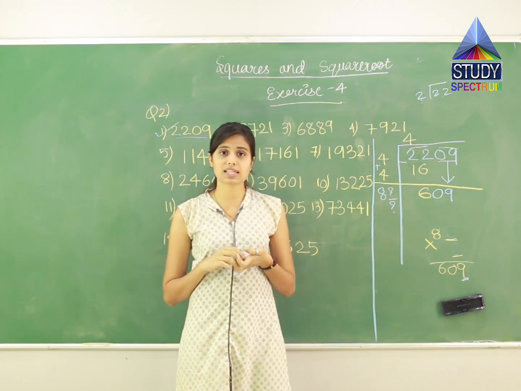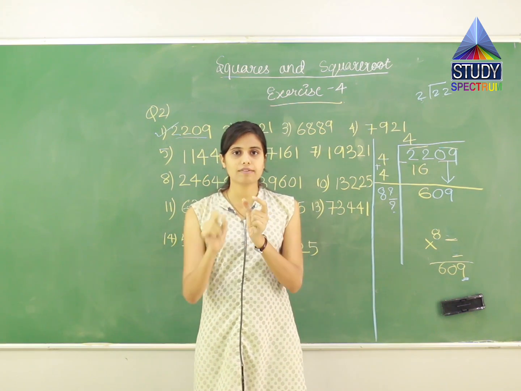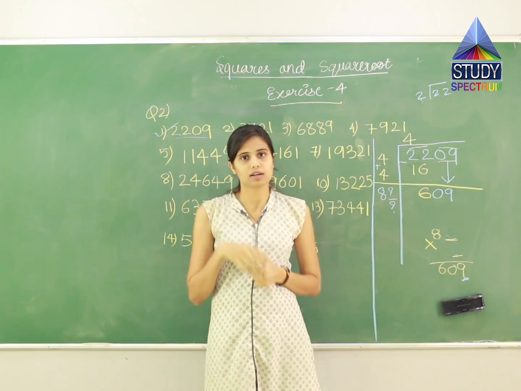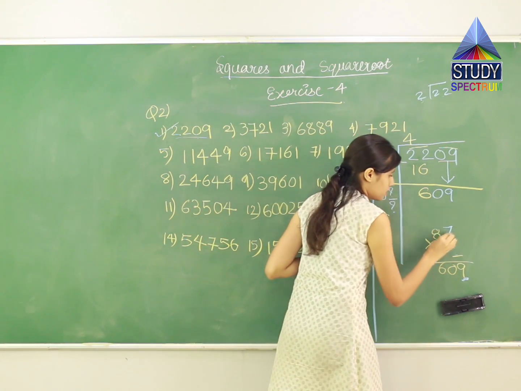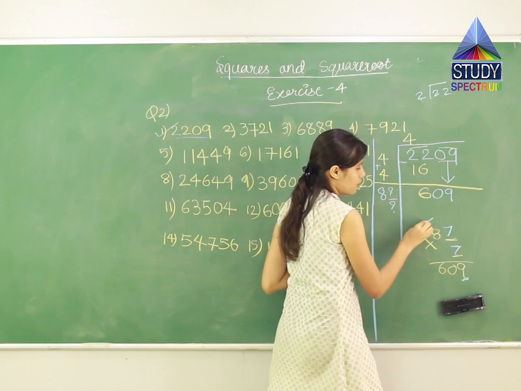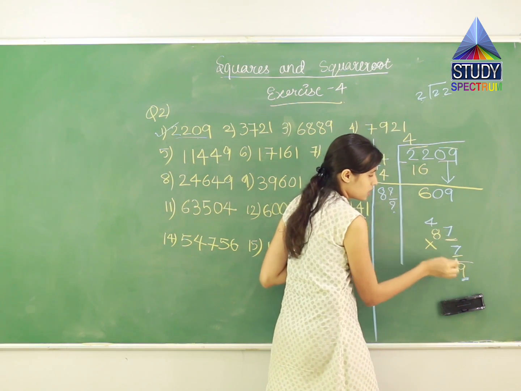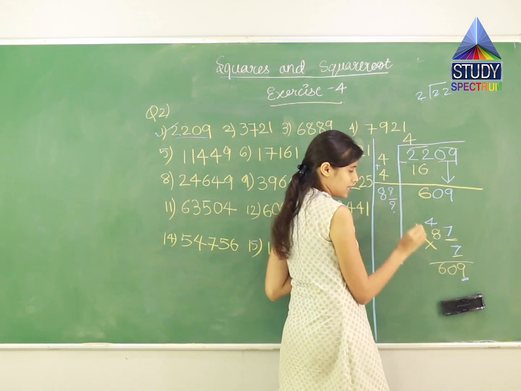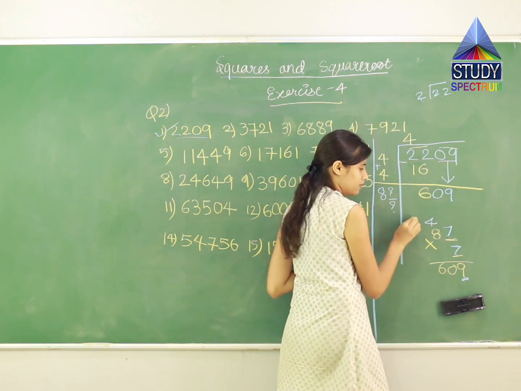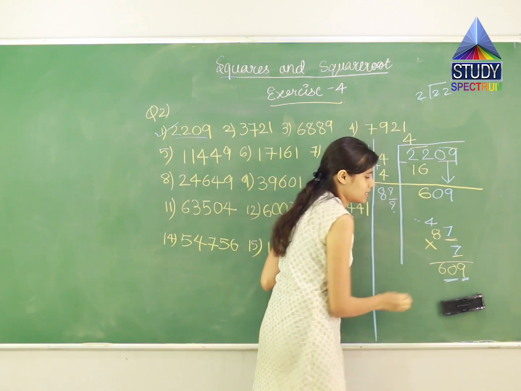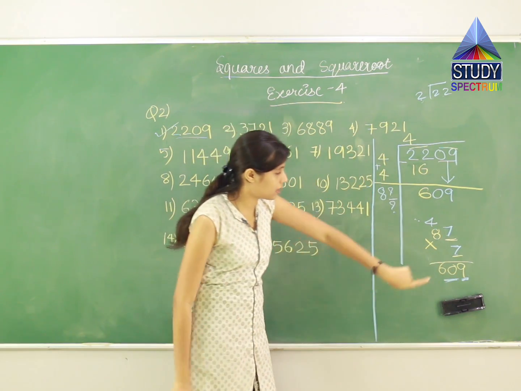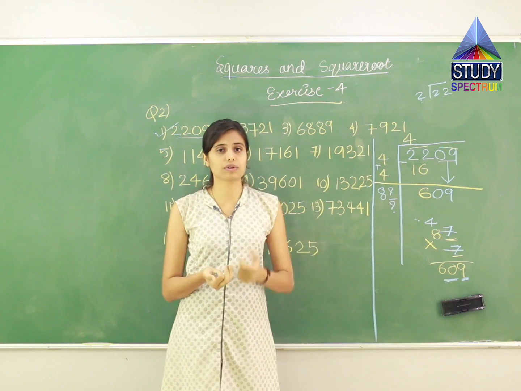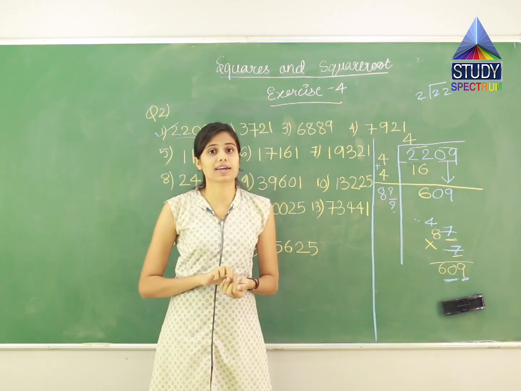So 7. 7 sevens are 49. In 49, which number comes at the end? 9. And do we need 9 at the end? Yes. So let us try with 7. 7 sevens are 49. 9 comes here. 7 eights are 56, 57, 58, 59, 60. We get 60. So what is the answer? The answer is 7.